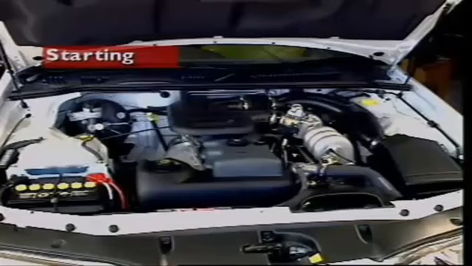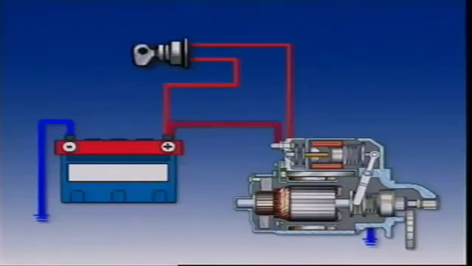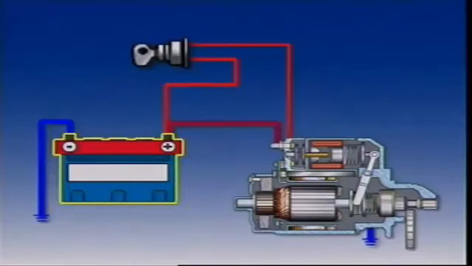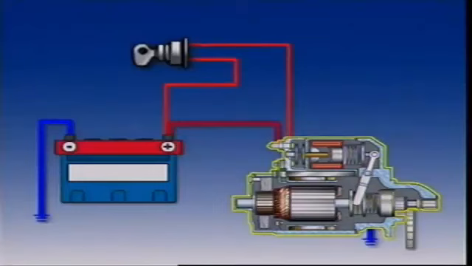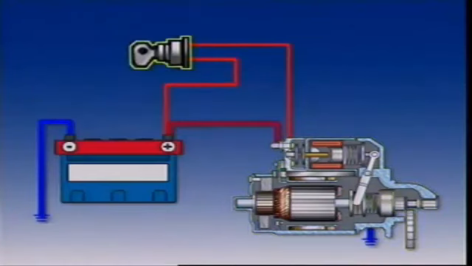This section examines starting. The starting system consists of the battery, cables, starter motor, flywheel ring gear, and the ignition switch.